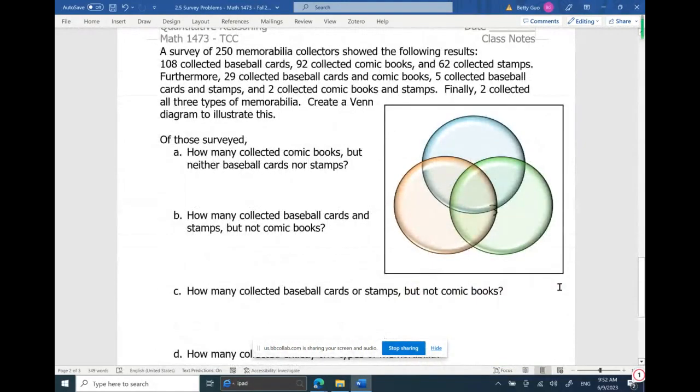Next question. A survey of 250 memorabilia collectors showed the following results. 108 collected baseball cards, 92 collected comic books, 62 collected stamps. Furthermore, 29 collected baseball cards and comic books, 5 collected baseball cards and stamps, and 2 collected comic books and stamps.